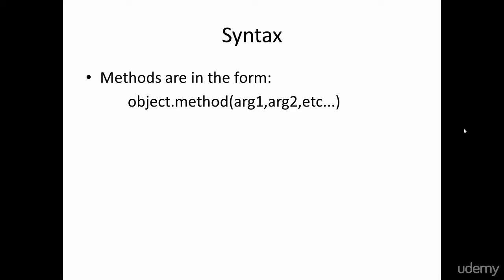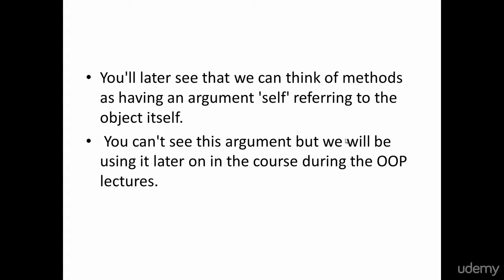Methods are in the form of this syntax, where you have the object, or the variable that's referring to that object, dot, and then the method name, and then parentheses and additional arguments. Sometimes you pass an argument, sometimes you don't. It depends on the method. You'll see later that we can think of these methods as having an argument called self that refers to the object itself. Don't worry if you don't understand that now, but just keep that in the back of your mind and you'll see how that really comes into play when we learn about object-oriented programming.